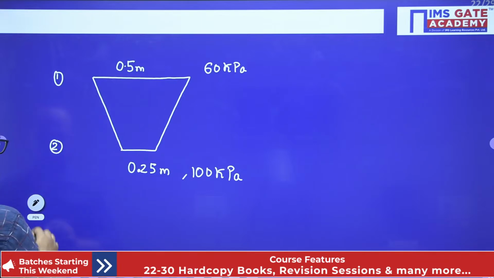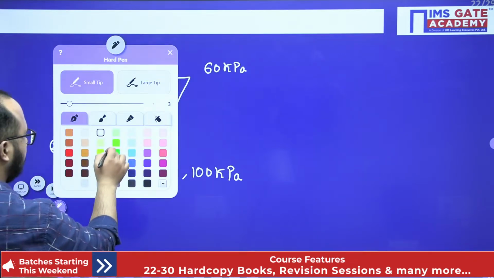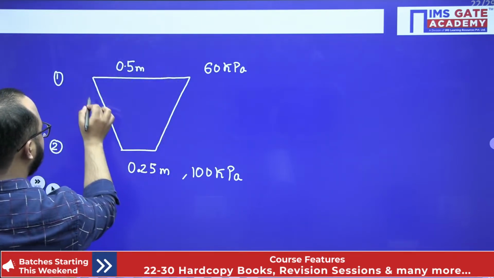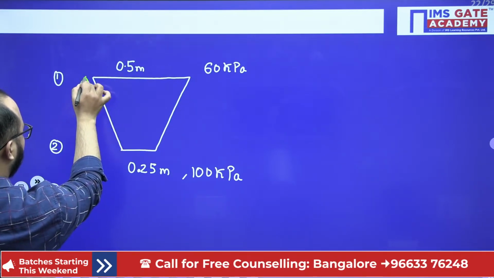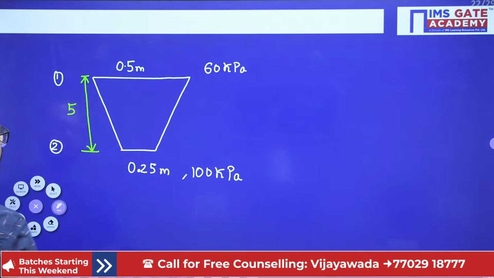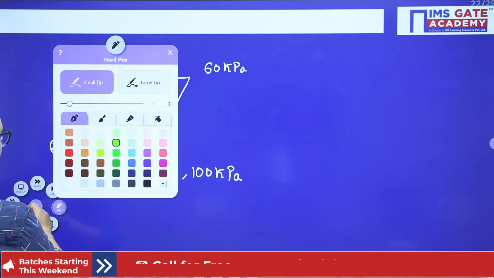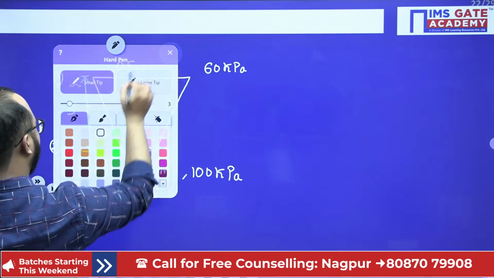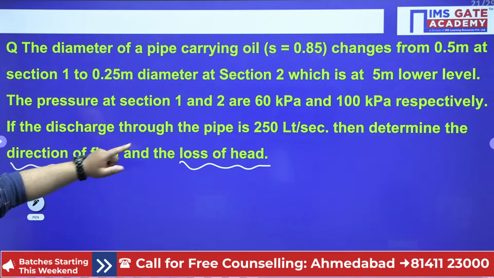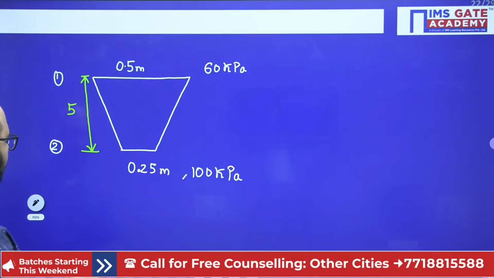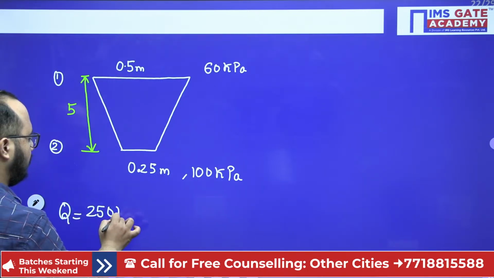And also they have given one more thing, that is the distance from here to here, like this. Okay, now all the details I have mentioned here; is there anything I have not mentioned? Okay, discharge 250 liter per second. Discharge they have mentioned 250 liter per second.